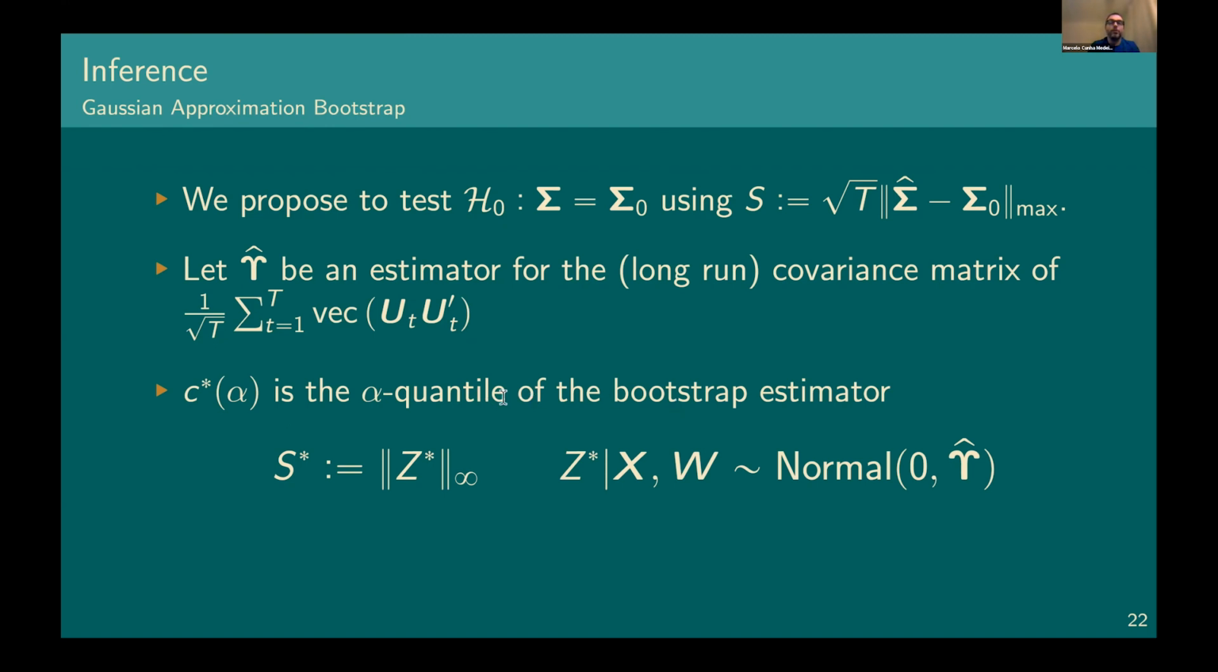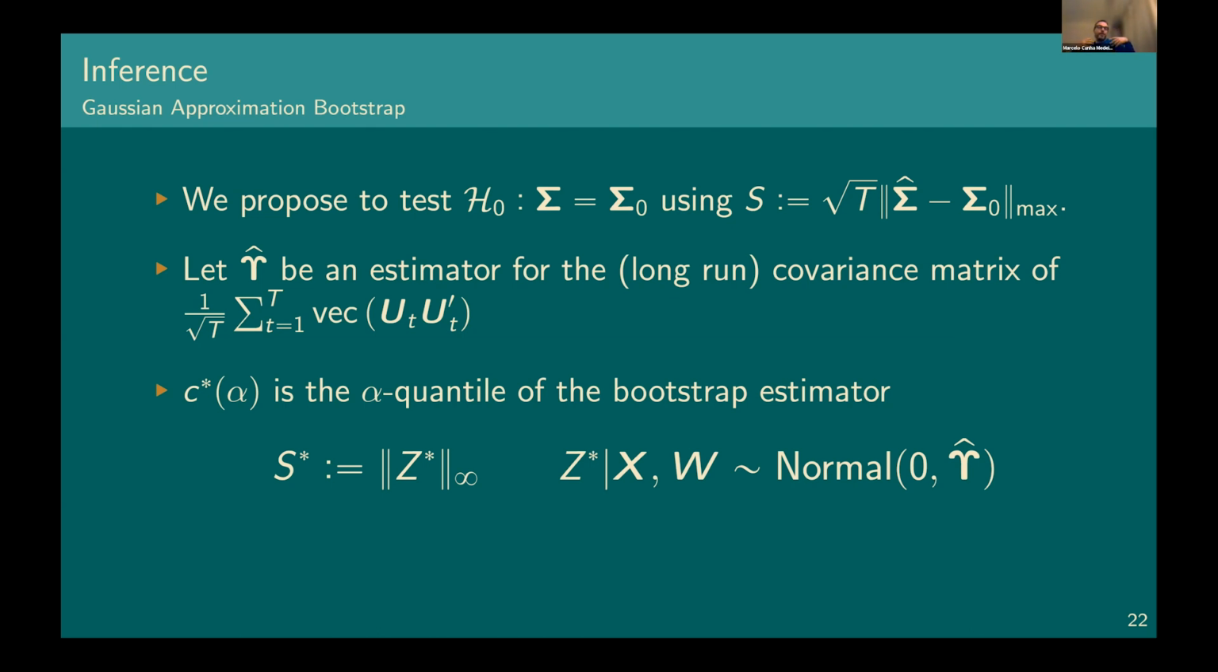Okay, we're going to compute the alpha quantile of this statistic S star, which is going to be based on Z star, and Z star is going to be simulated by a high dimensional Gaussian distribution with zero mean and covariance matrix epsilon hat. So we simulate these, we compute the quantiles, and we compare to the statistics that we have. Okay? So that's the idea of the Gaussian approximation bootstrap.